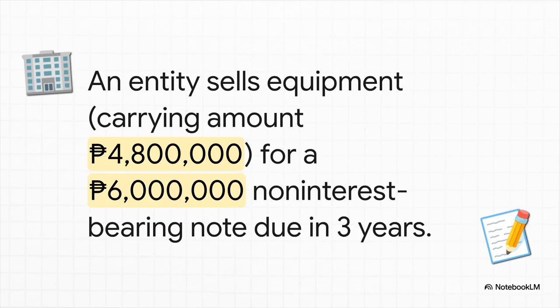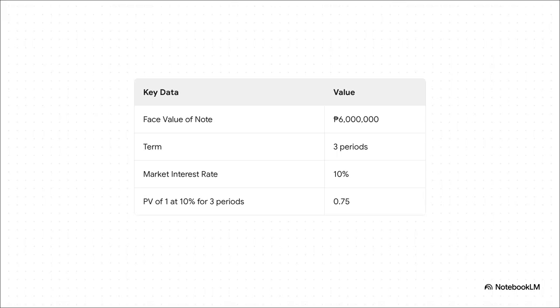So we're giving up equipment that's on our books for 4.8 million, and in return, we get a promise for 6 million in 3 years. Let's break it down. First things first, pro tip for any exam: lay out your data. Don't let the numbers swim around in your head.